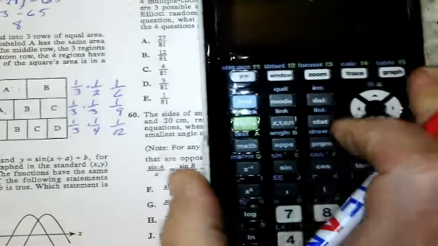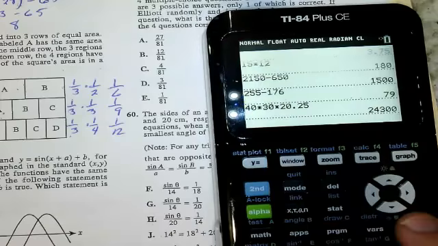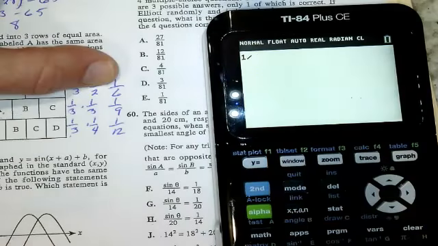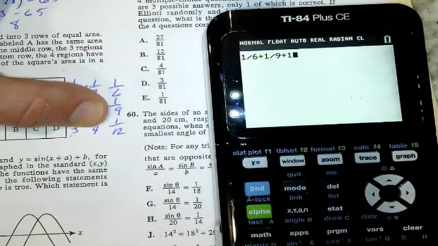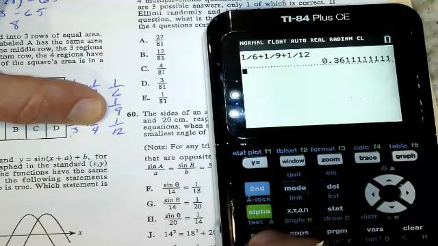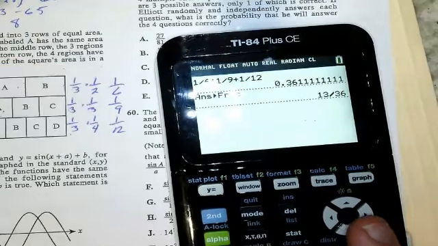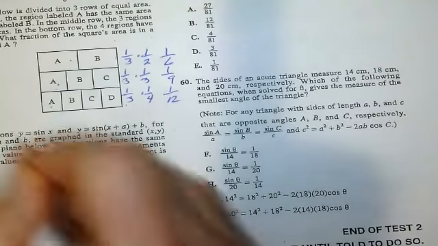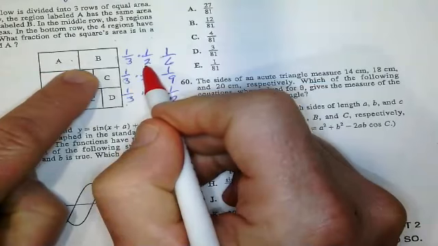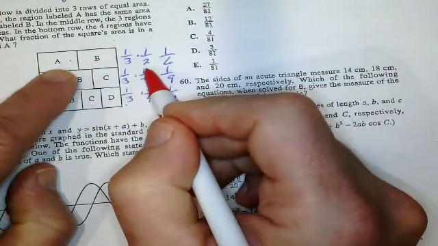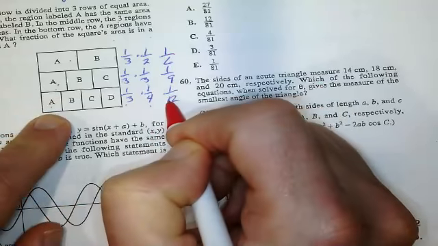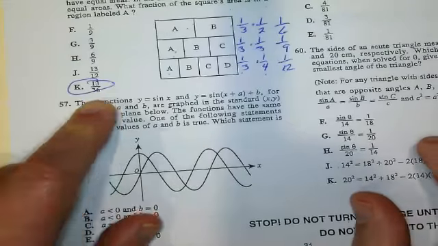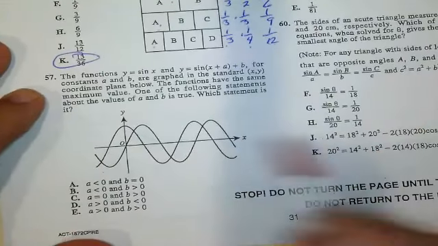And then we're going to add 1/6 plus 1/9 plus 1/12. Math, enter, and that is 13/36, which is answer K. Each of these rows is 1/3 of the area. A is 1/2, A is 1/3, A is 1/4, sorry. And then we add those together and get 13/36.